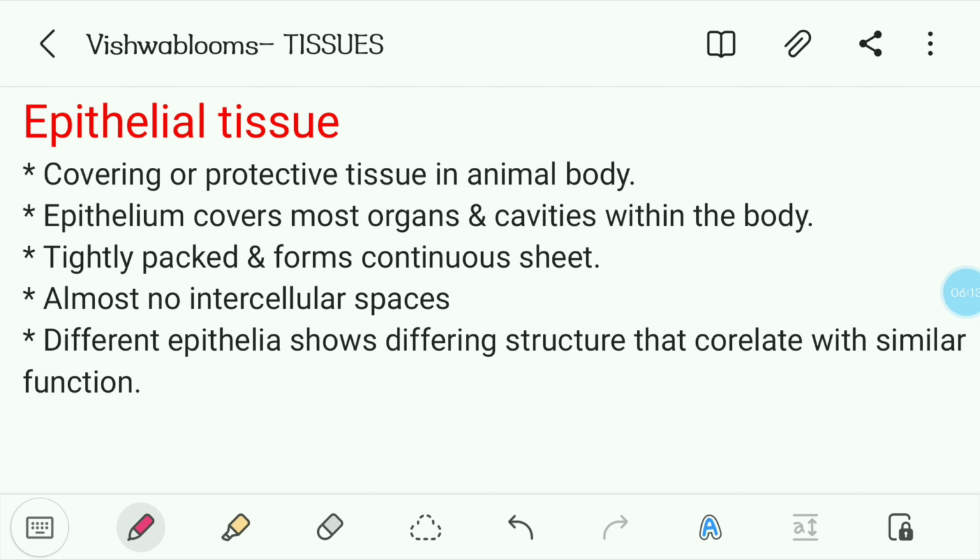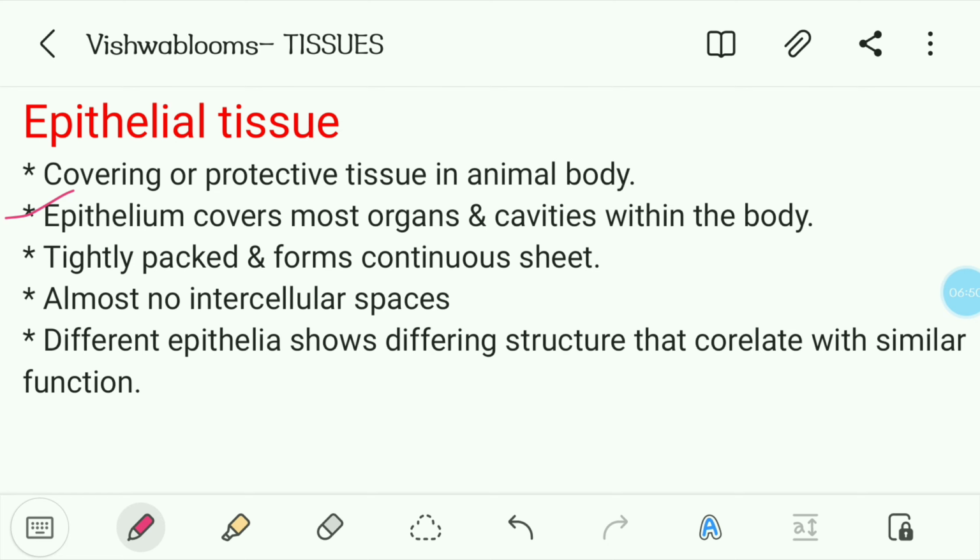Now, epithelial tissue. So, what is epithelial tissue? Epithelial tissue is like a covering or protective tissue in the animal body. In the sense that almost all the body parts it will cover. Epithelium covers most organs and cavities within the body. So as I have just told, it covers all the body parts, and even the organs and cavities in the body.